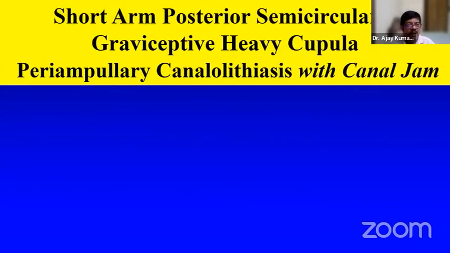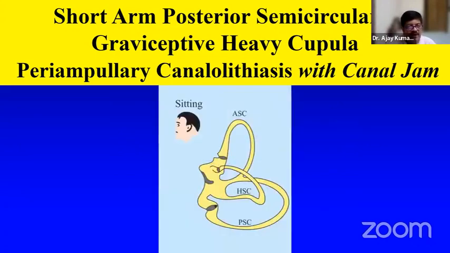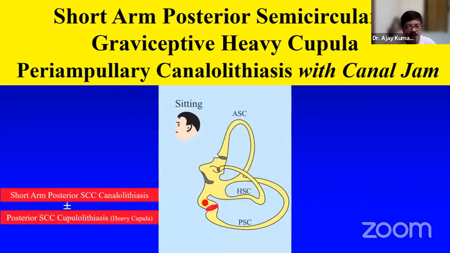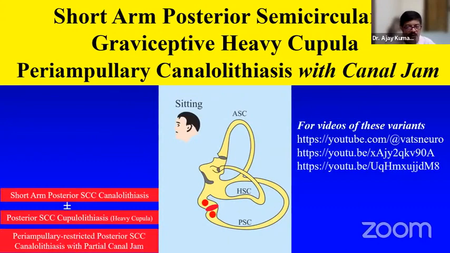So coming to this diagram, again, this is an important thing. The short-arm posterior semicircular canalolithiasis and the graviceptive heavy cupula, they are closely related entities, and there is another entity called periampullary canalolithiasis with canal jam of the posterior canal. These 3 entities often co-occur together, especially the first 2, and they lead to sitting vertigo.